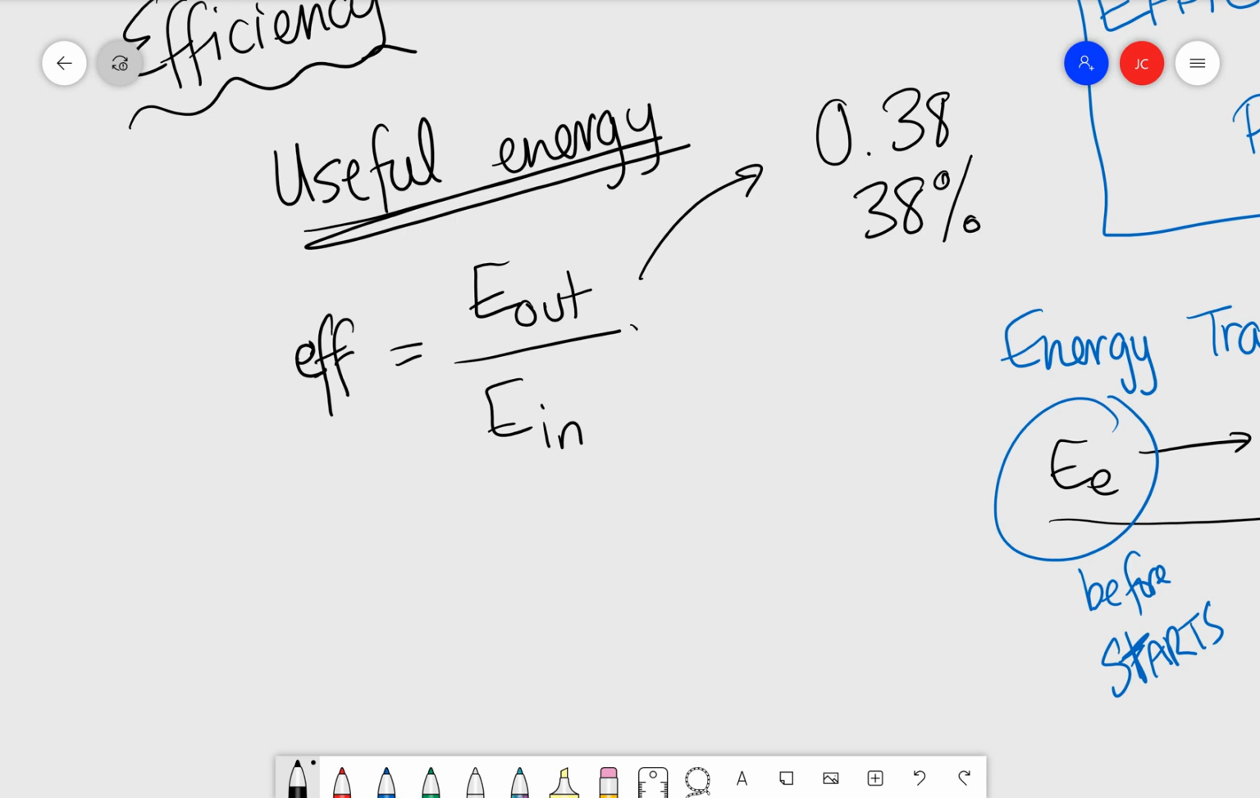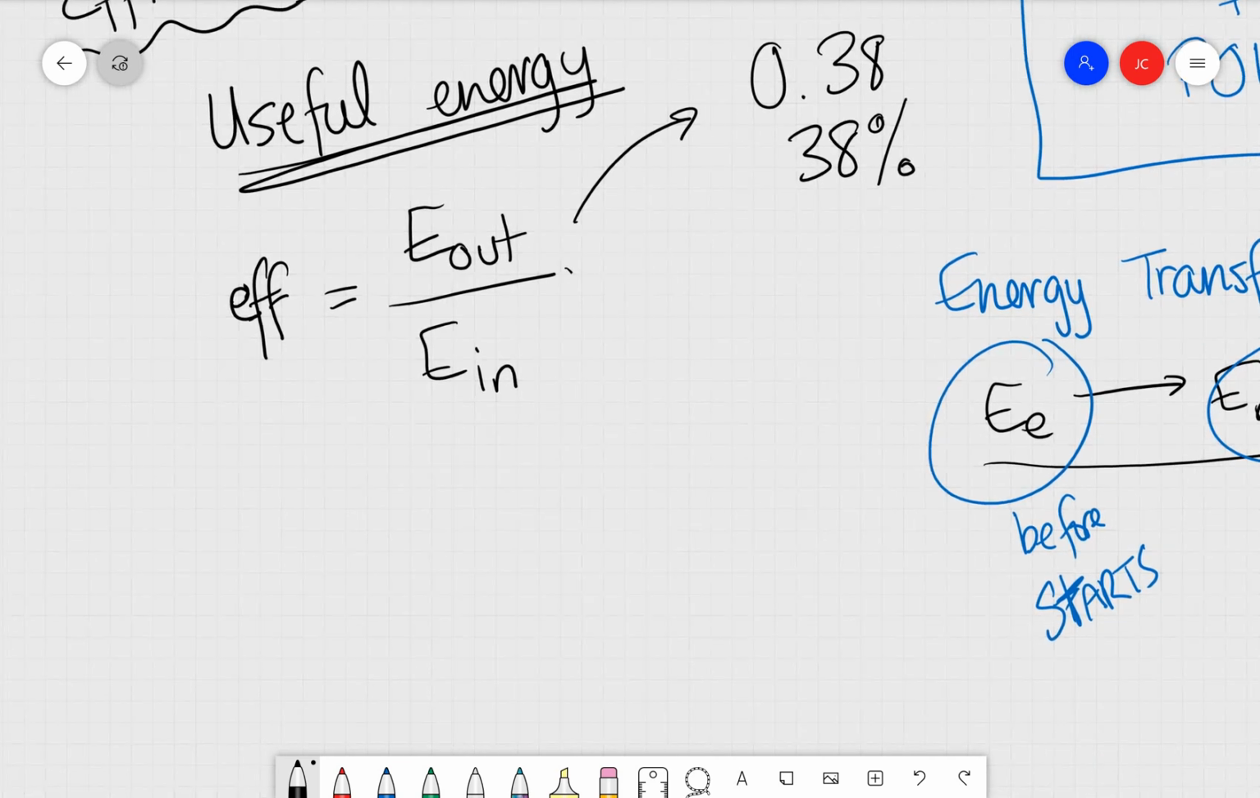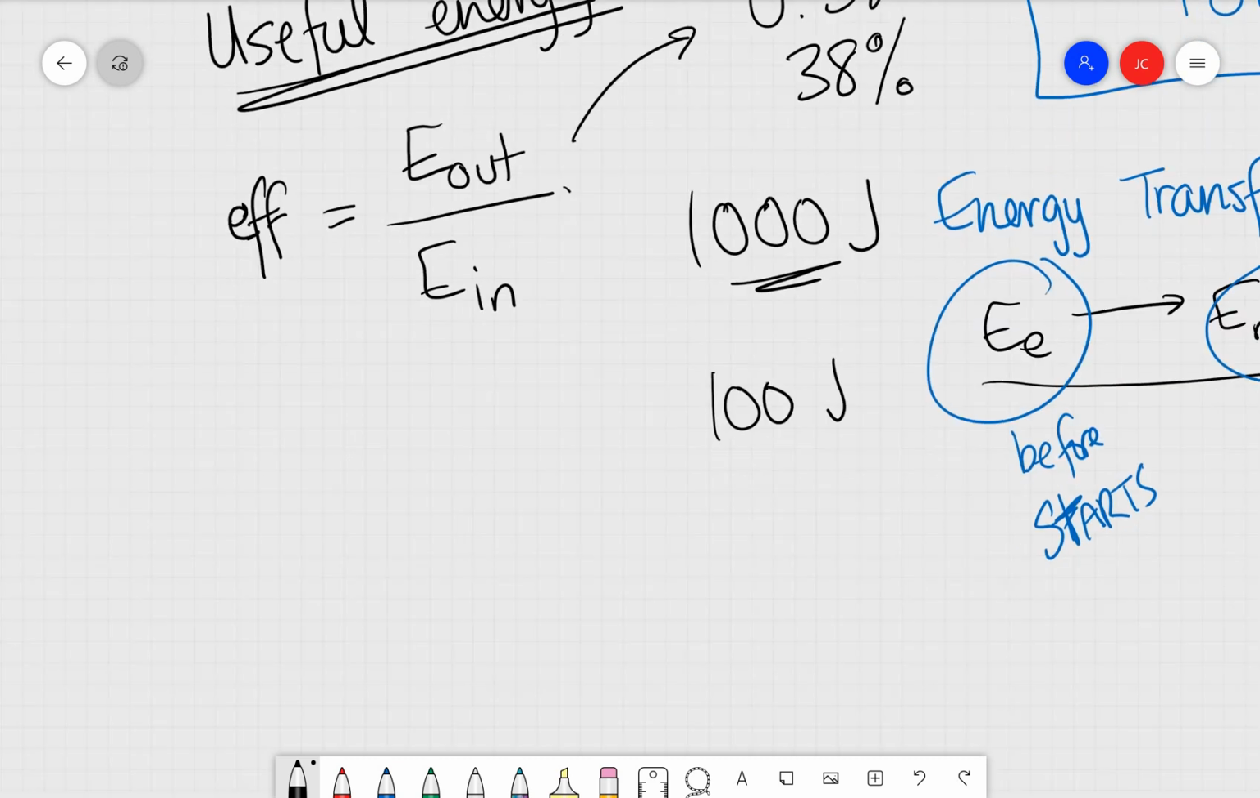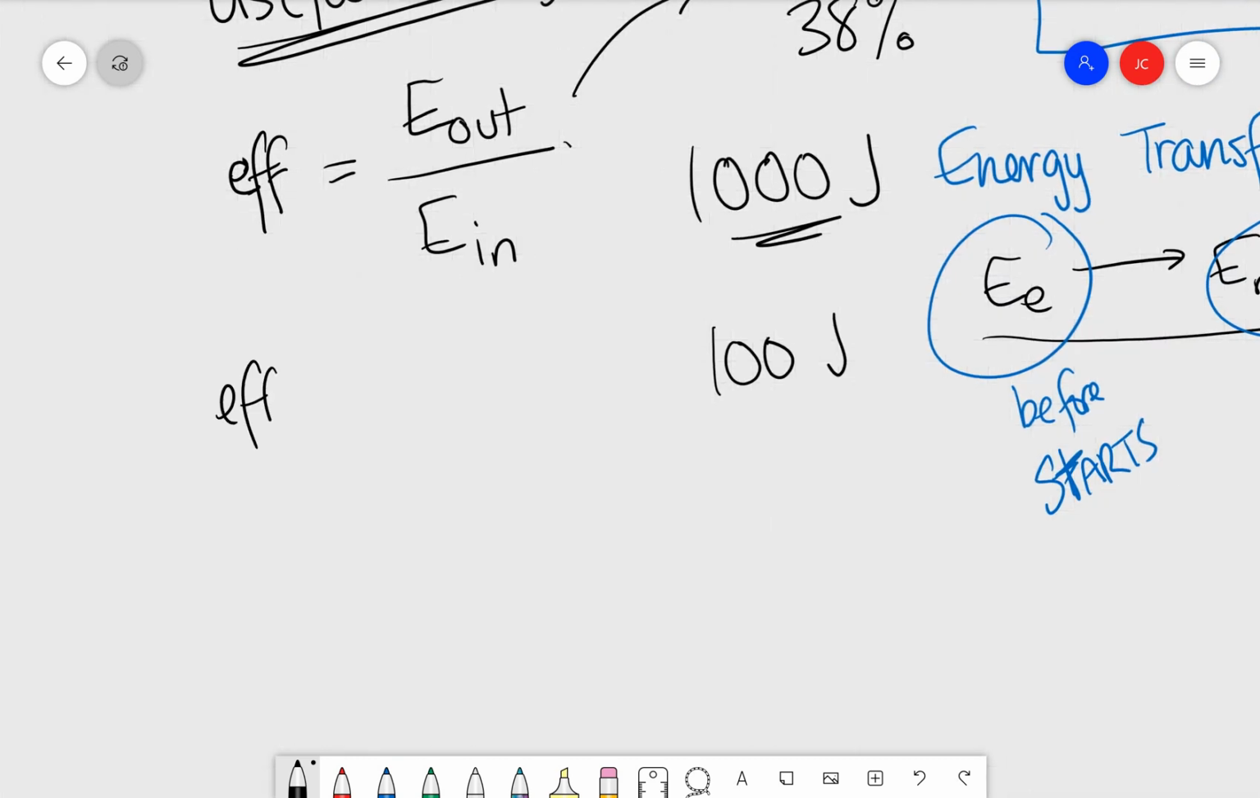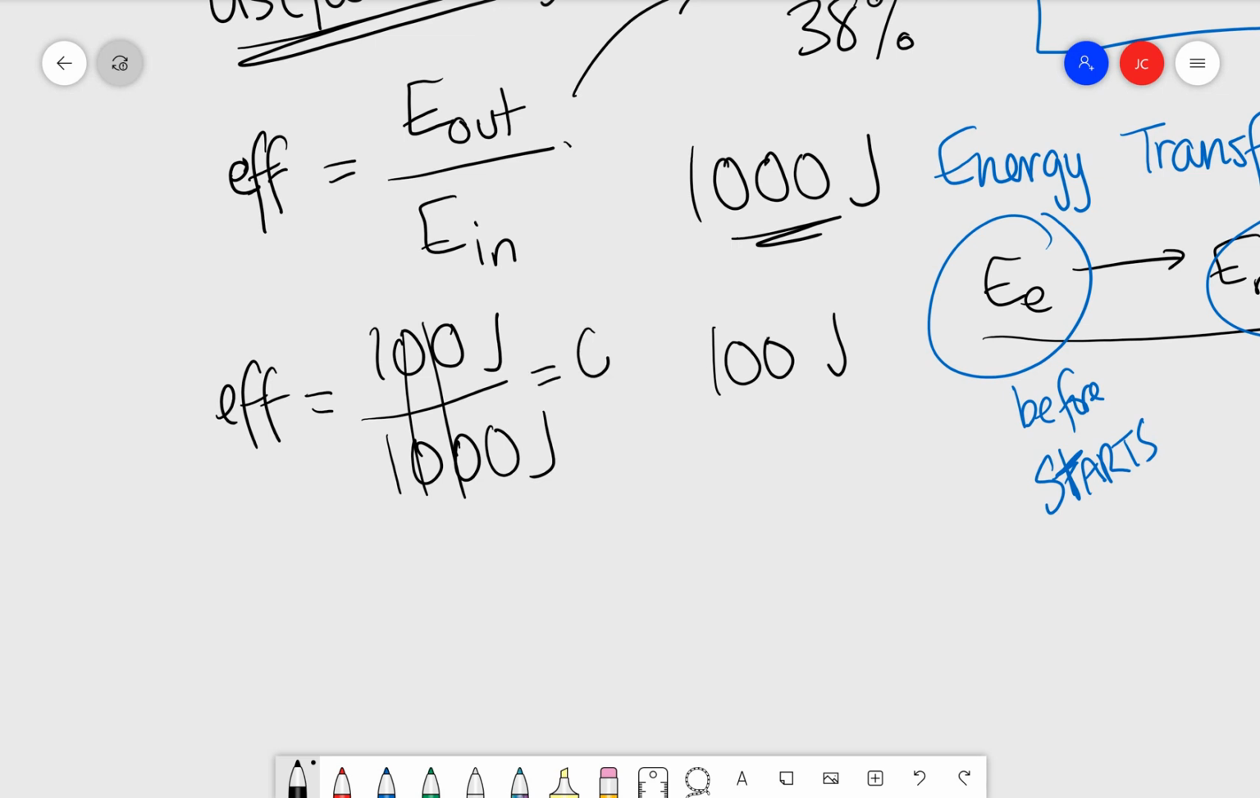So efficiency is E out over E in. That means that if you're dealing with a thing where you put in 1,000 joules of energy and the only useful energy you got out is 100 joules of energy, well then you would do EFF for this system equals 100 joules divided by 1,000 joules, and of course you cross out the zeros, you get 1/10. It's not joules, it's efficiency. And so you get 0.10, which is just 10%.